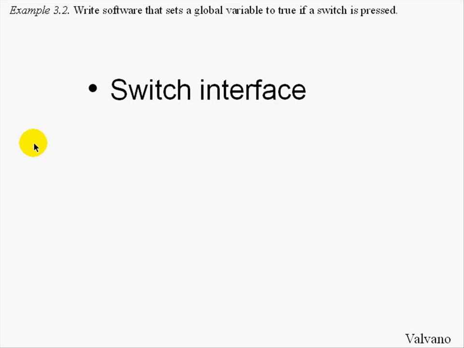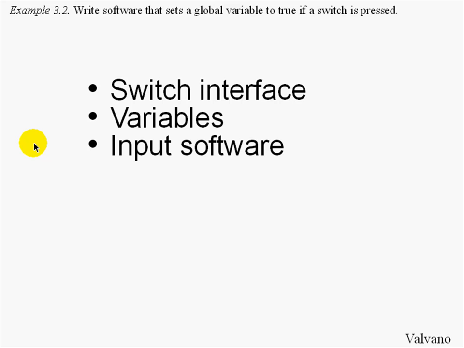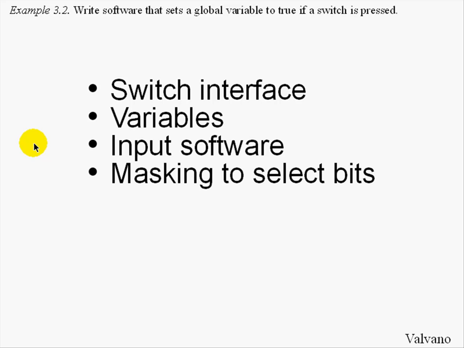In this example, we will demonstrate how to interface a switch. We will define a variable. Then we will show how to write software that inputs from that switch, and we will use the AND function to mask or select individual bits.